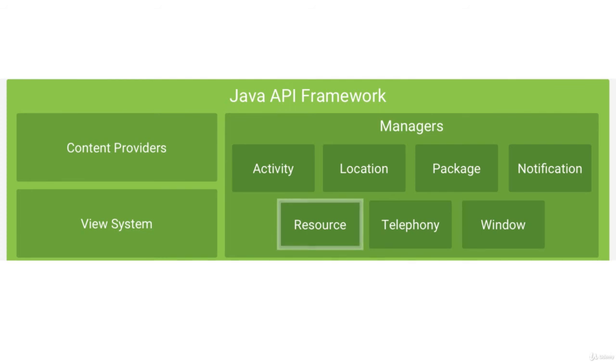So you can see there is resource. We talked about resource there, and there's activity, which we talked a little bit about previously. So essentially activity is the Android view, what users see on the screen. The single window, the single page that Android shows, it is indeed an activity. Okay, there's location, package, notification, window, and so many others.